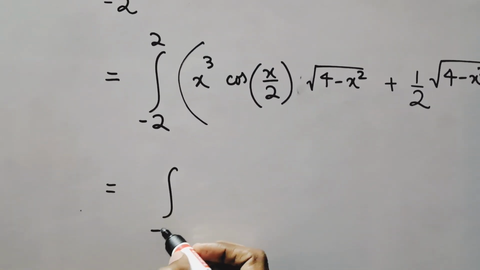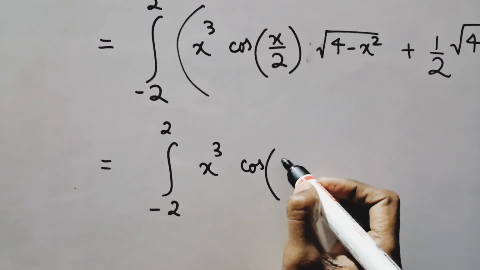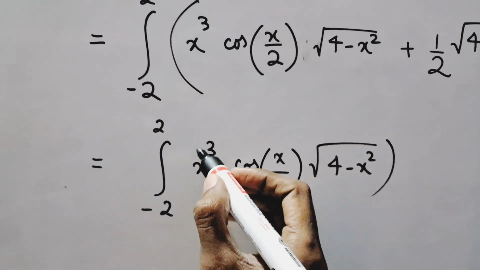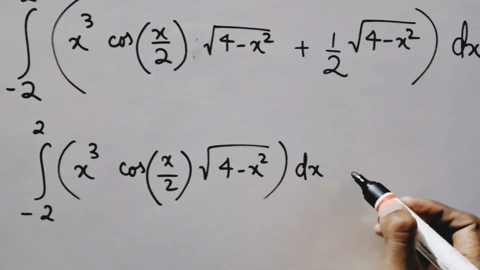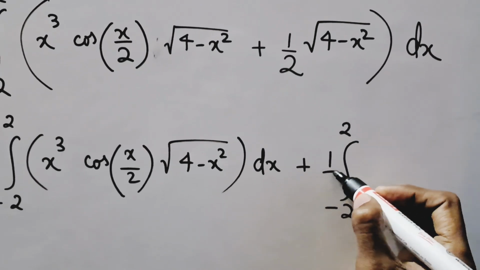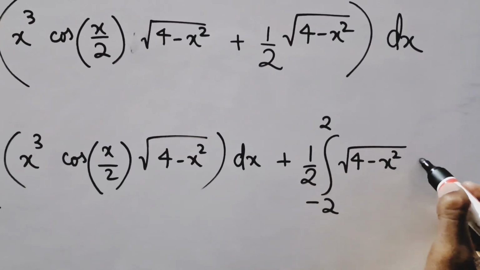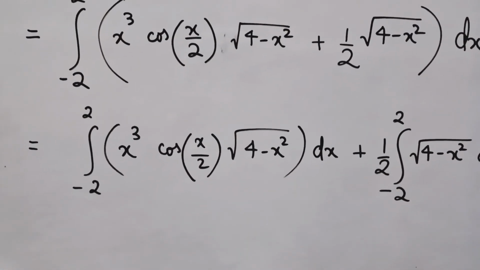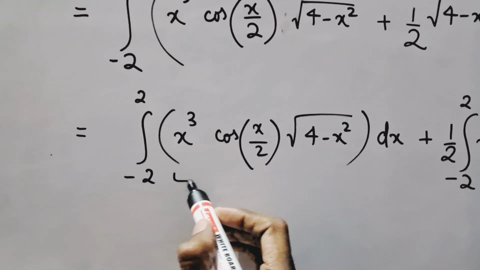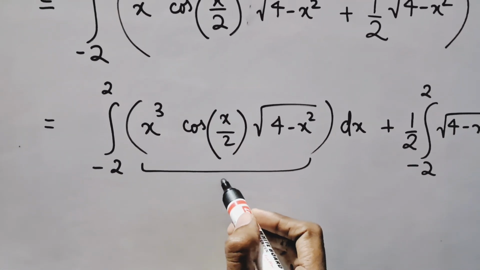Now one by one we can do, that is minus 2 to 2. The first integrand is x cube cos x by 2 square root of 4 minus x square. This is the first term of the integration, and the second one is minus 2 to 2, half will be outside, square root of 4 minus x square dx. So one by one we'll do the integration. For the first term, minus a to a f of x, this is our f of x.